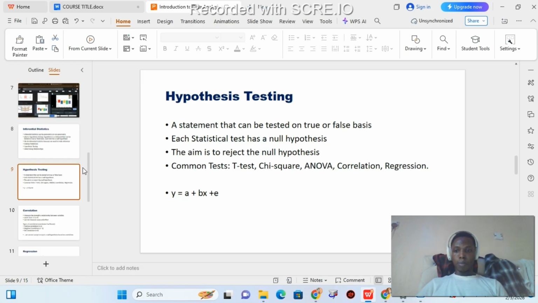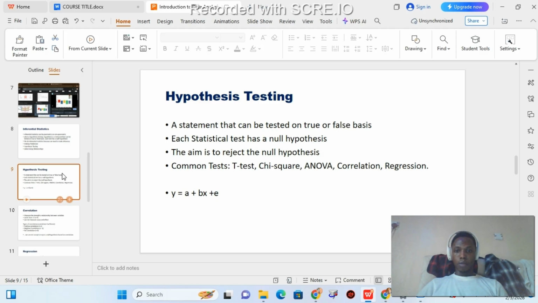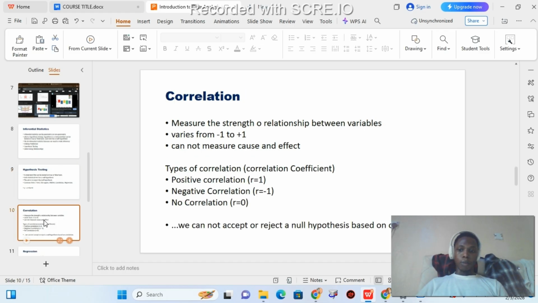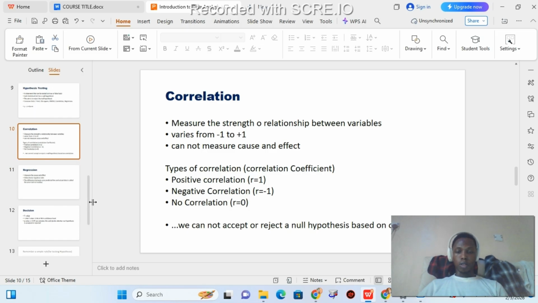So I will just explain what those two basically mean. I have explained what hypothesis testing is already. I've explained what a hypothesis test is. So if we are talking about correlation, correlation shows the relationship between two variables. What are variables?